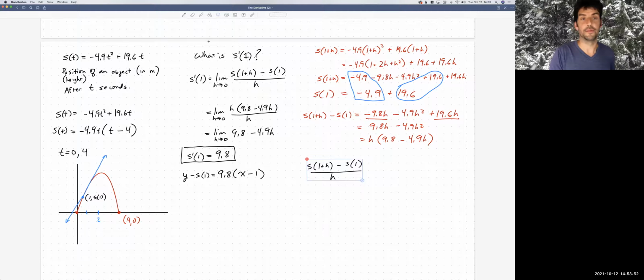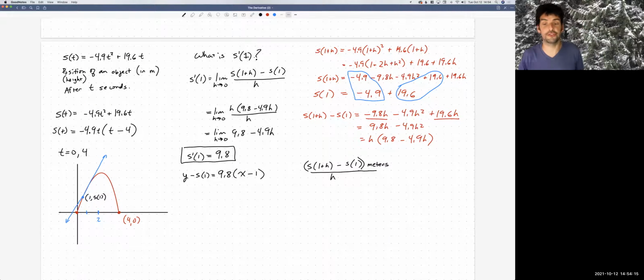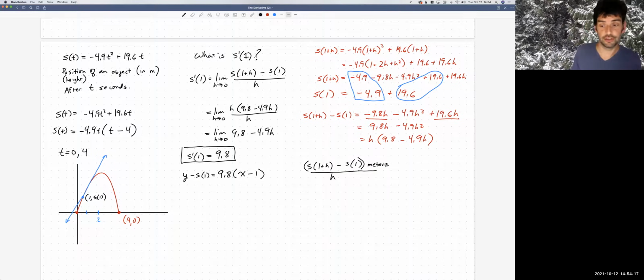Take this little piece out. Let's think about what this thing is. In the numerator, we have values of the function being subtracted from each other. The function is in meters, right? So we have whatever the number of meters s of 1 plus h is, minus s of 1 meters, right? In the denominator, we have seconds, right?